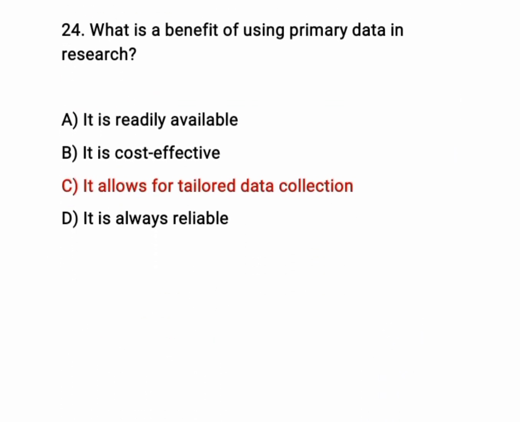Okay, question number 24. What is a benefit of using primary data in research? The correct option is C. It allows for tailored data collection.